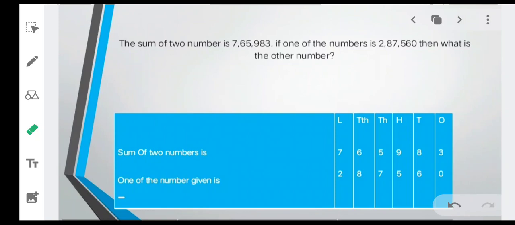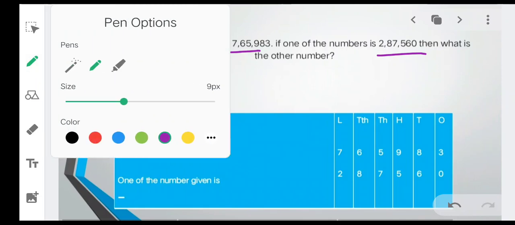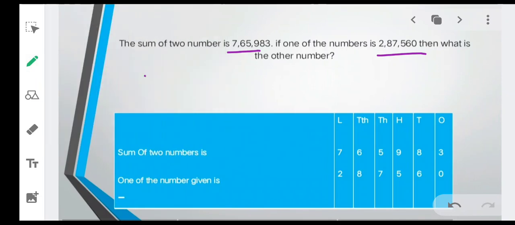Students, on your screen you can see the question, and here we are going to solve it. The sum of two numbers is 7,65,983. If one of the numbers is 2,87,560, then what is the other number? First, students, you have to understand that here the total sum of numbers, that means addition, is given, and out of them one number is given. So we have to find the other.